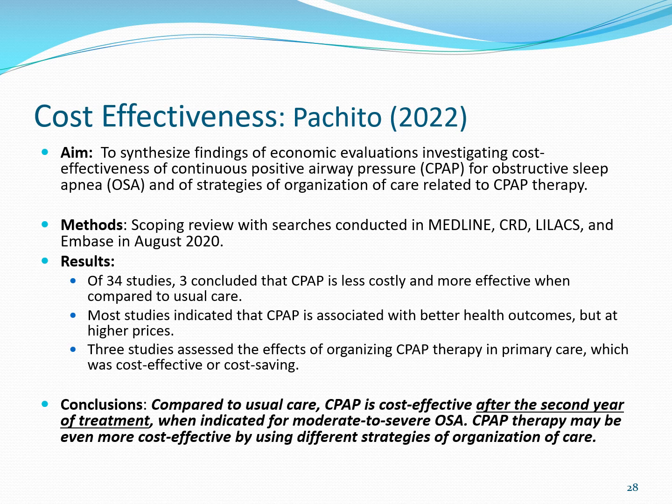3 studies assessed the effects of organizing CPAP therapy in primary care, which was cost effective, or could at least result in cost savings. And this study concluded that compared to usual care, CPAP is cost effective after the 2nd year of treatment when indicated for moderate to severe OSA. CPAP therapy may be even more cost effective by using different strategies of organizing care, and more specifically that involving the primary care physician in ordering the sleep study rather than a referral to a sleep specialist or a pulmonologist in doing so.